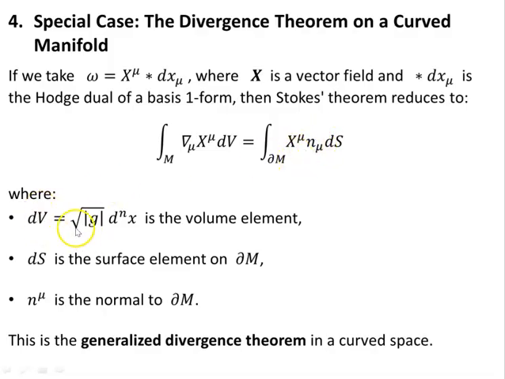So where dV is, on curved manifolds, the square root of the absolute value of the metric, and then dx^n is the volume element in whatever dimension n you're in. dS is the surface element on partial M, and n_mu is the normal to partial M. All right. Now this is the generalized divergence theorem in a curved space, and that is the subject of the next video.